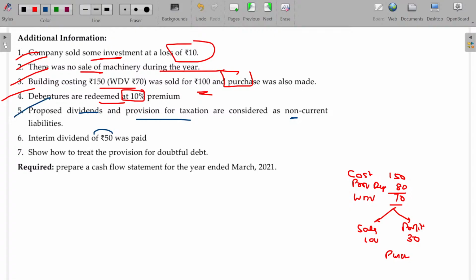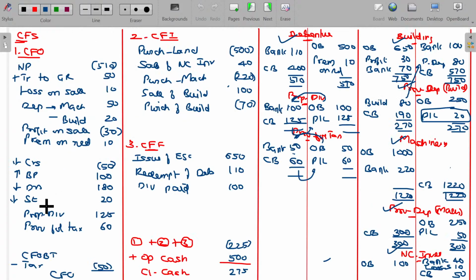Apart from that, interim dividend 50 also paid. Interim dividend also debited to the P&L account and then payment is made. So interim dividend paid 50 rupees. And here interim dividend paid 50 rupees. Redemption of debenture also outflow of cash.